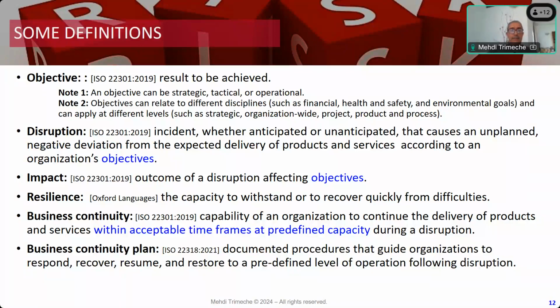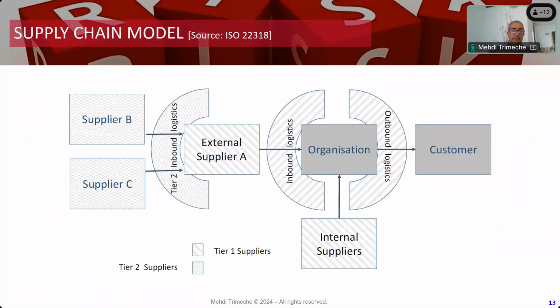So the supply chain model, as per ISO 22318, you can see that organizations are increasingly interconnected and interdependent with the liberalization of international commerce since the 19th century. The business continuity process addresses relationships throughout the supply chain between suppliers and customers. So the organization will be the pivot between its suppliers and its customers.